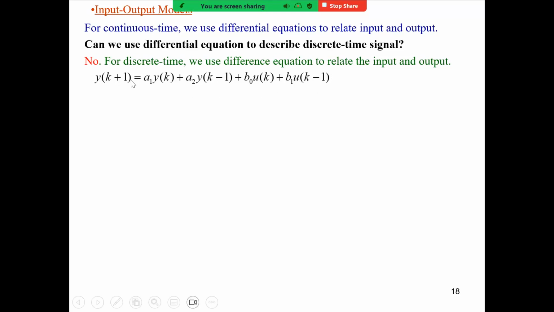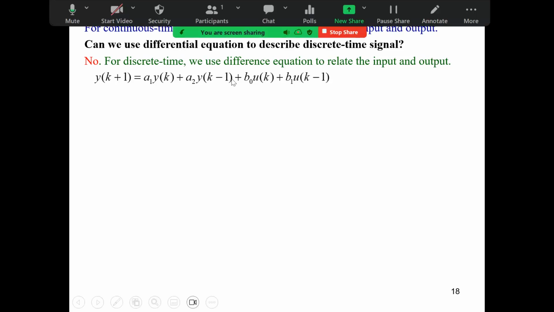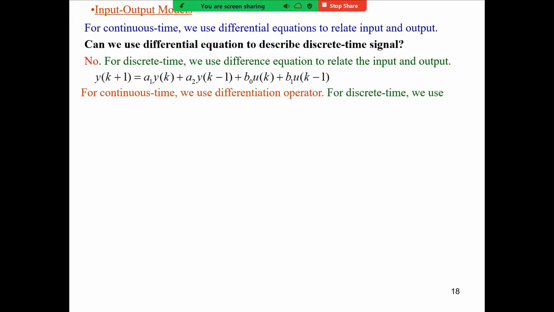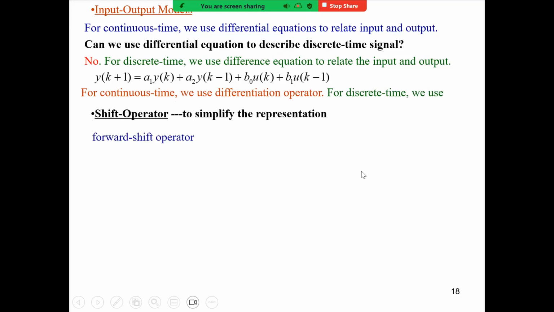We just use the signals, right, at y(k+1), y(k), y(k-1). Just consider k as the present, so k+1 is the signal at the next instant, right? k is the current, and here are the signals in the past. For continuous time, we use the differentiation operator. Okay, for discrete time, we use the shift operator, right? We just try to simplify the representation.